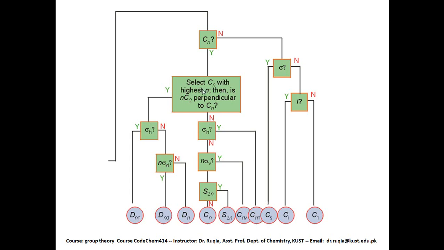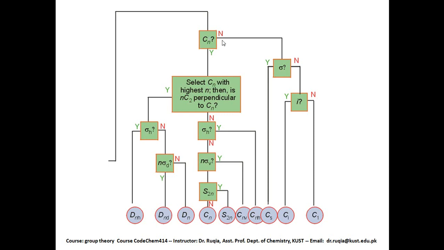If this condition doesn't exist, the answer is no. We look at the sigma h, which is the horizontal plane. If it's there, it will belong to Cnh. If it's missing, we look at the vertical plane. If it's there, it is the Cnv. If it's missing, we look at the improper axis of rotation. If the improper axis of rotation is present, the molecule will belong to the S2n class. If not, then the molecule will belong to the Cn class.